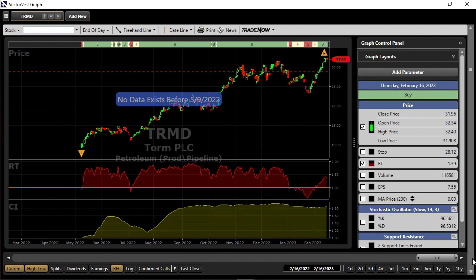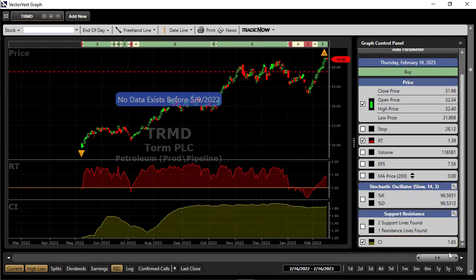Here with TRMD, same thing. Look at that CI rating, 1.85. Look at when the RT first crossed above one here. Again, a corrective period where the stock has a sell. RT first crosses above one. Beautiful time to enter into the trade. Not yet a buy, but still a nice entry into a longer-term position. Maybe you wait a few days for that transition from a hold to a buy, but you're getting in at a nice early price, right? You're getting in at a discount.